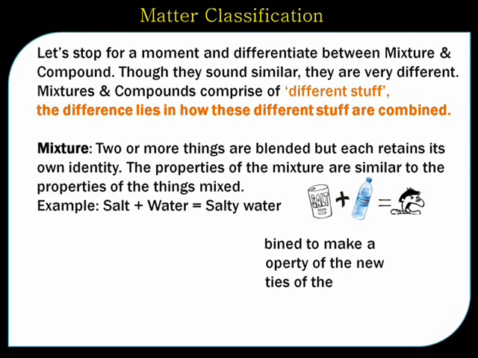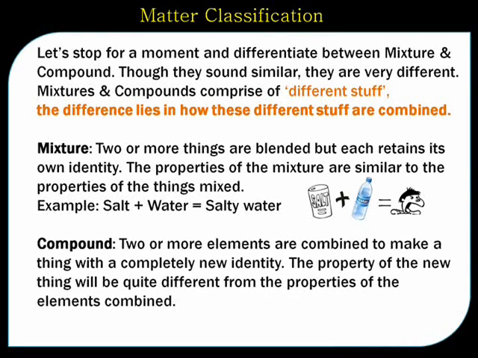So what are compounds then? When 2 or more things are blended to produce a completely new thing with new properties. Hence, the end product will be very different from the things blended. Example, iron exposed to oxygen. The result is rust. Now, rust does not have properties of either iron or oxygen.